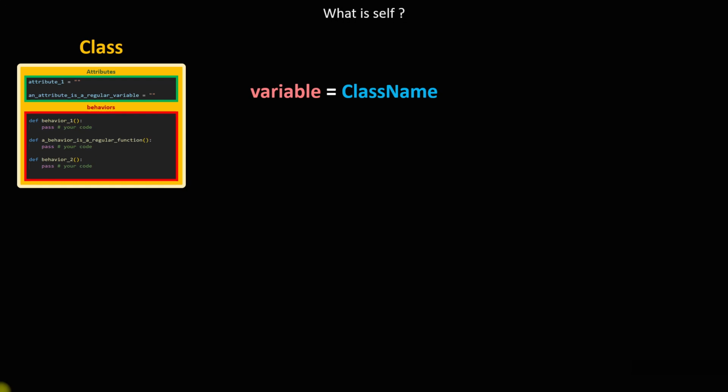Now, let us say that we want to run the function that is called behavior number 1. We will write the variable, after that dot, after that behavior number 1, and it will be running after that. And this is everything about running a behavior or function from a class.